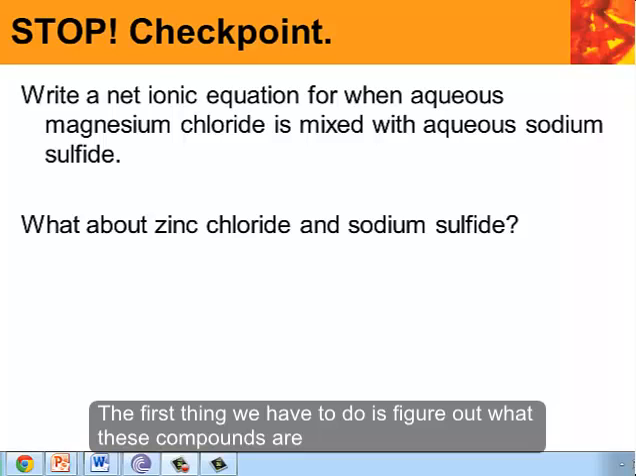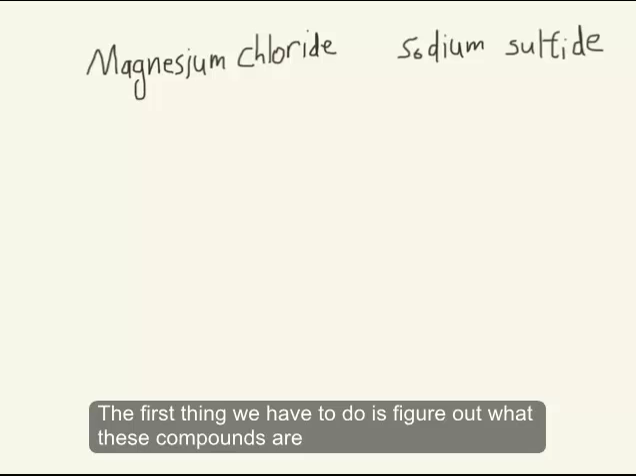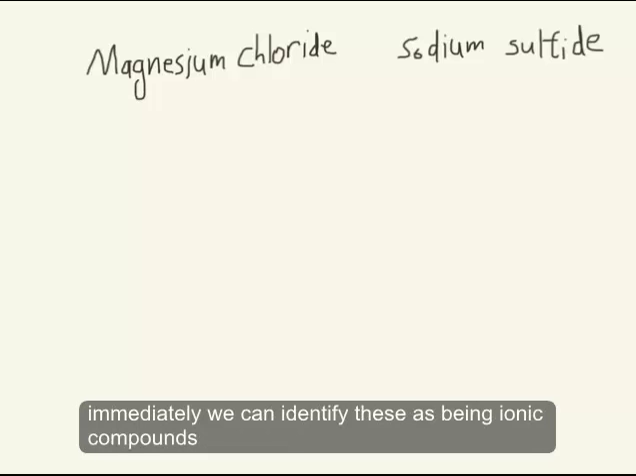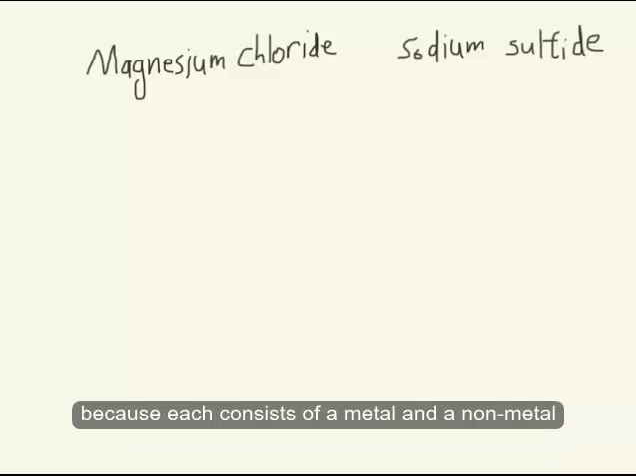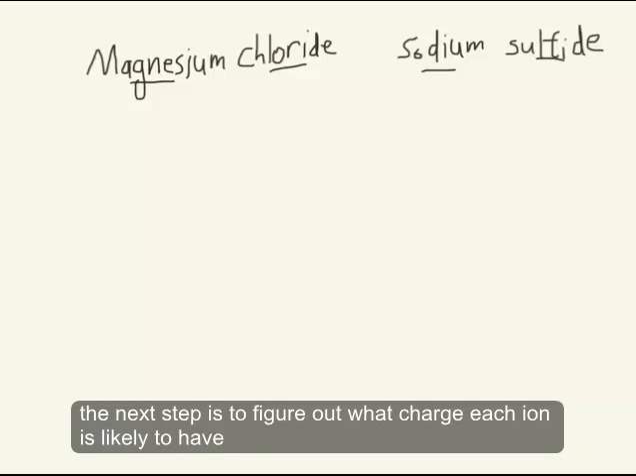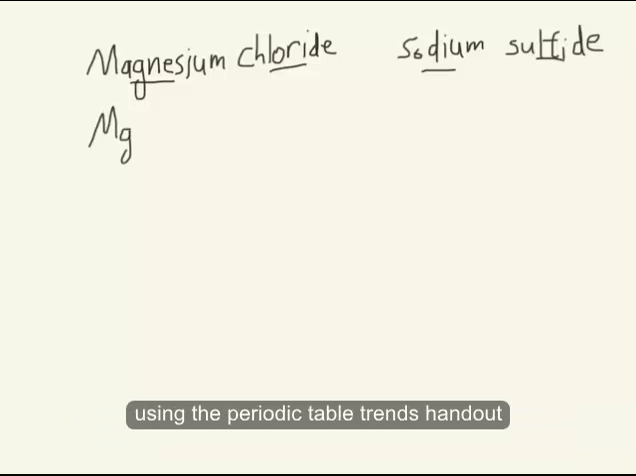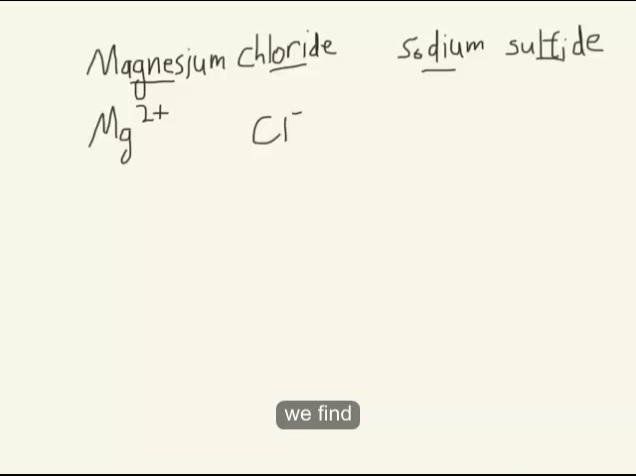The first thing we have to do is figure out what these compounds are. Immediately we can identify each as being an ionic compound, because each consists of a metal and a nonmetal. The next step is to figure out what charges these ions are likely to have. Using the periodic table trends handout, we find these are likely charges.